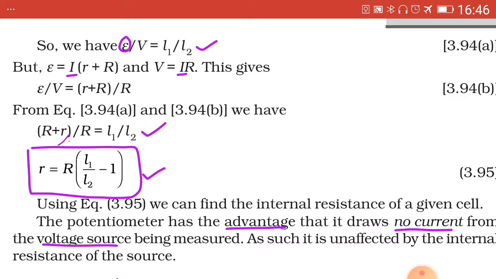So potentiometer is superior to an ordinary table voltmeter because a table voltmeter simply measures the terminal voltage of a cell.